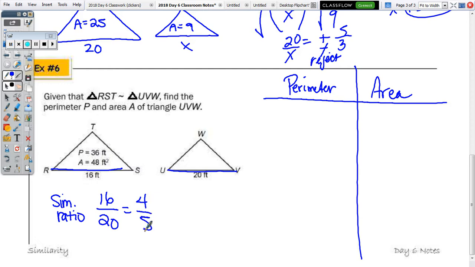The perimeter of the triangle RST is 36. I'm going to call this perimeter X and the area Y. So I know that the similarity ratio of 4/5 equals the ratio of perimeters. So left to right, 4 to 5 equals 36 to x. And then for area, we have to take that similarity ratio and square it to get the ratio of the areas. So 16 to 25 equals 48 to y.